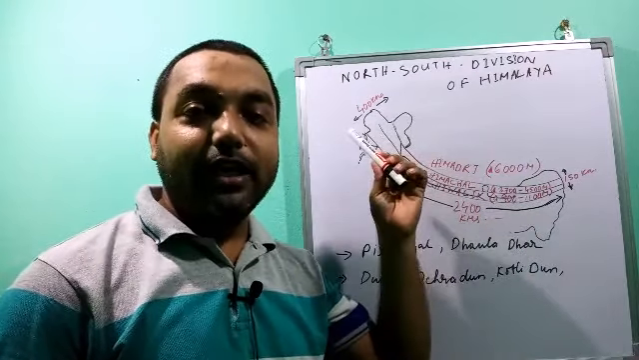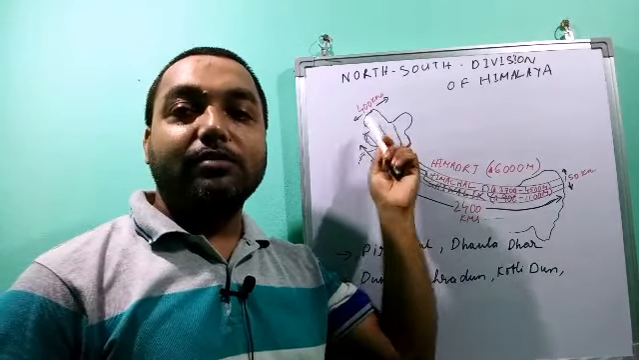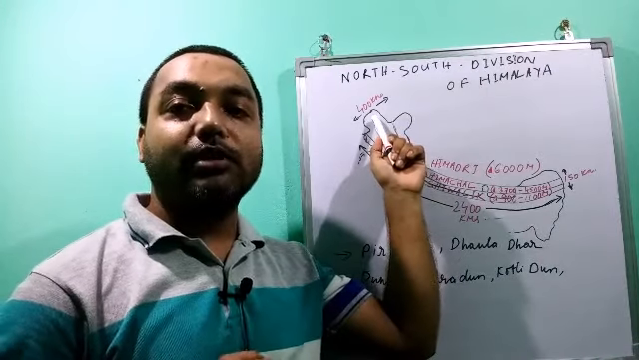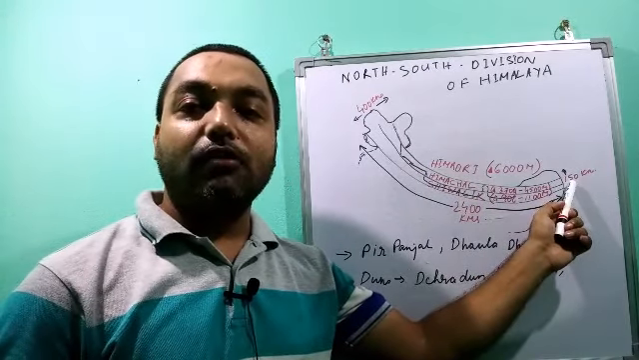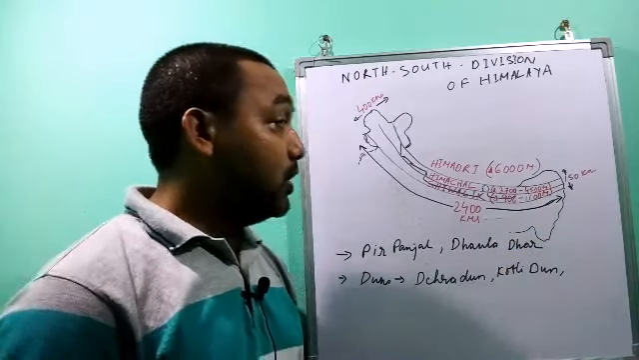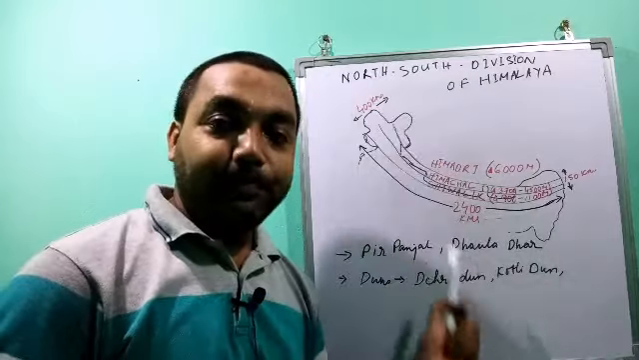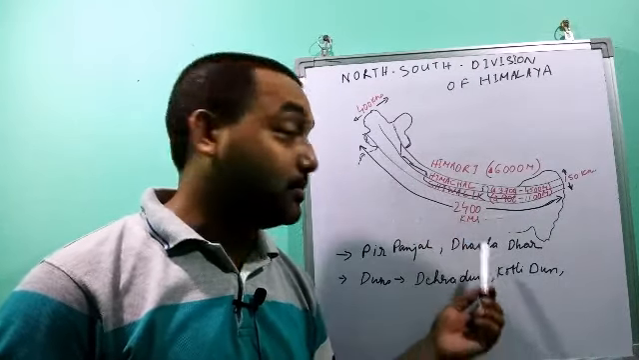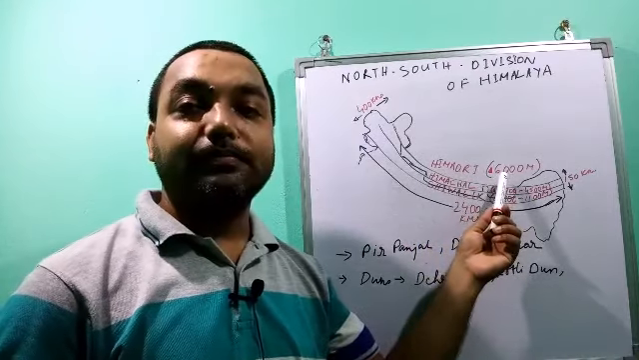But its width varies. Near Jammu and Kashmir the width is more, about 400 kilometers. Where it is very less, near Arunachal Pradesh, it is about 150 kilometers. If we divide it from north to south, then we can divide it into three distinct and different ranges. The northernmost range is known as Himadri.